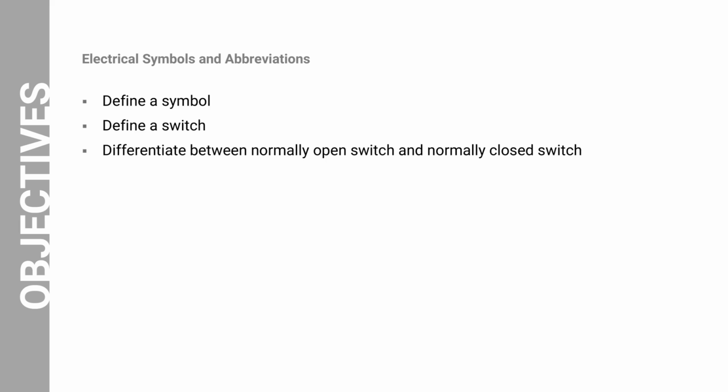Let us now look at our lesson objectives. By the end of this lesson, you will be able to define a symbol. Next, you will be able to define a switch. Finally, you will be able to differentiate between a normally open switch and a normally closed switch.